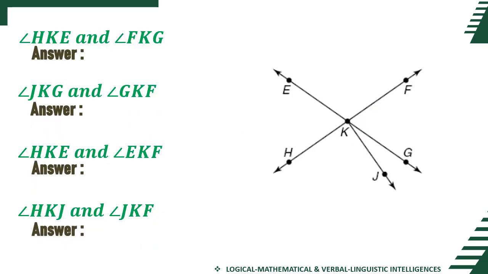Next, one more set of examples. Here, let's have angle HKE, and then FKG. In this scenario, this shows a vertical angle relationship. Next, JKG, this one, and GKF, this one.